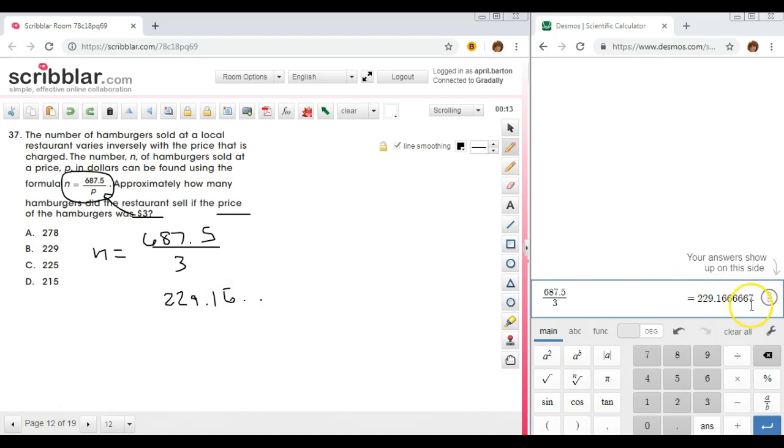So you'll notice the calculator says 7 at the end. That's because the calculator automatically rounds the last digit it actually shows. Technically it is 6 forever. This one says approximately, so we're going to round to the nearest whole number because all the answers are nearest whole number. And the 1 makes the 9 stay a 9. So 229 hamburgers.